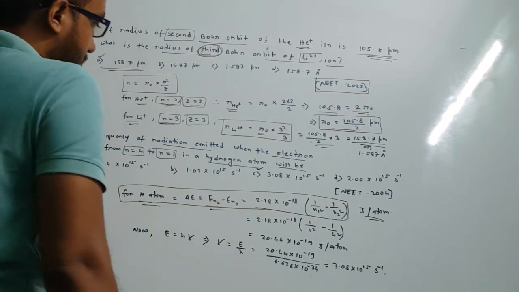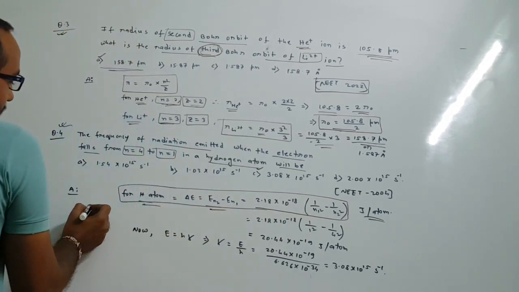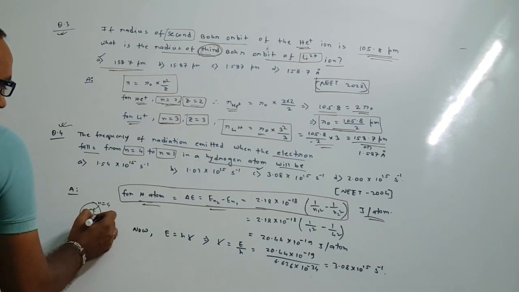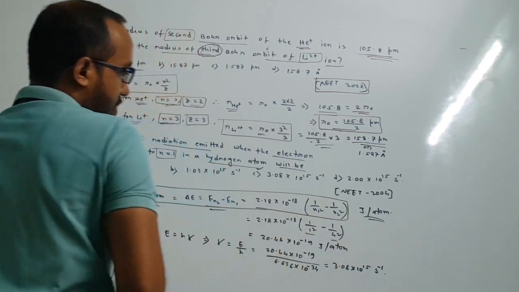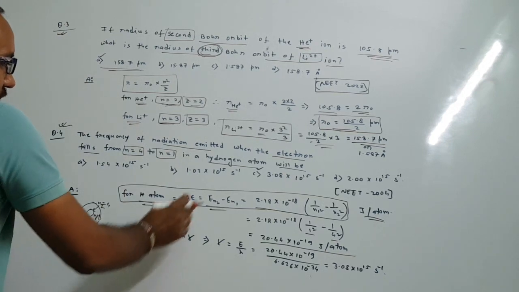I have already discussed this formula. See, the electron is coming out from n equals 4 to n equals 1. That means this should be n2, this should be n1. So 1 by 1 square minus 1 by 4 square, you will get this joule per atom as the energy.